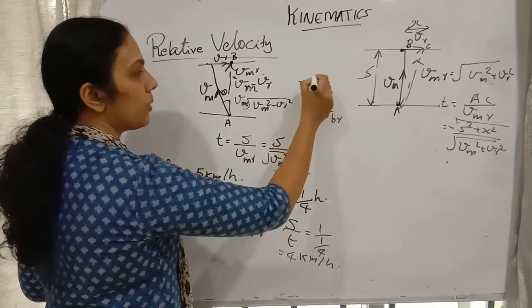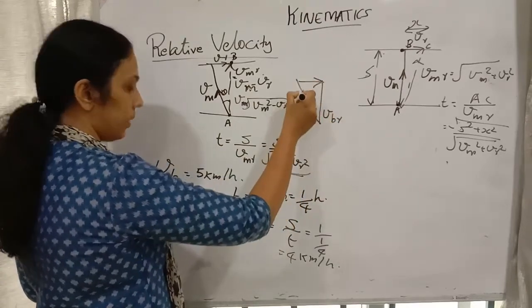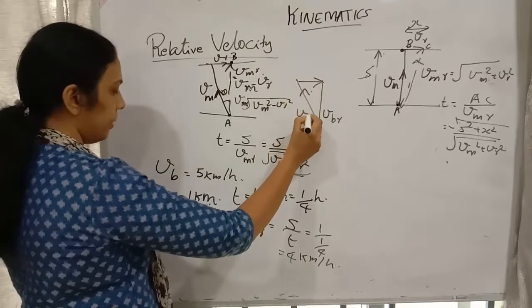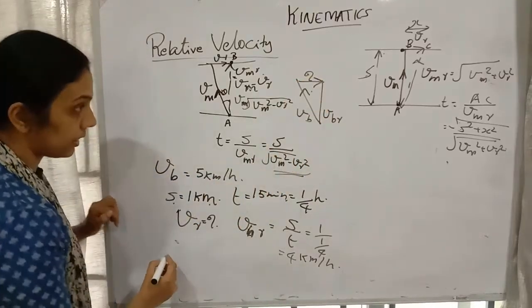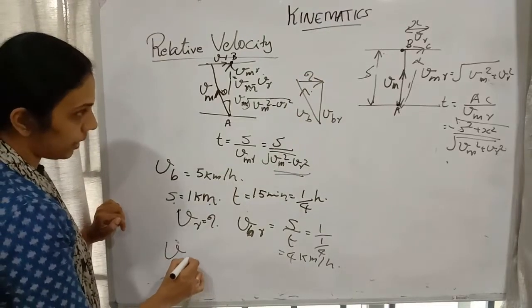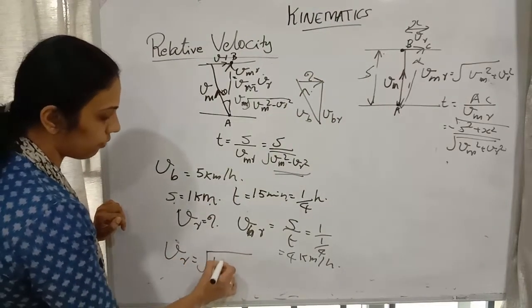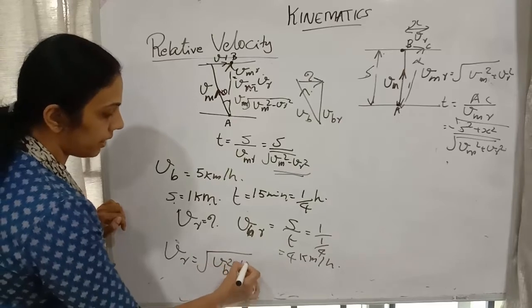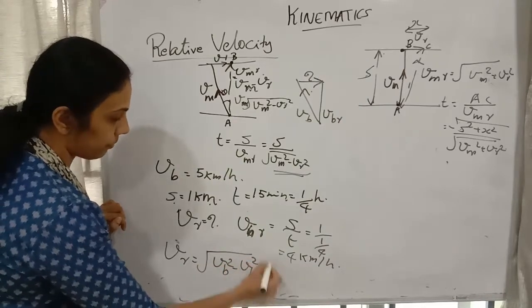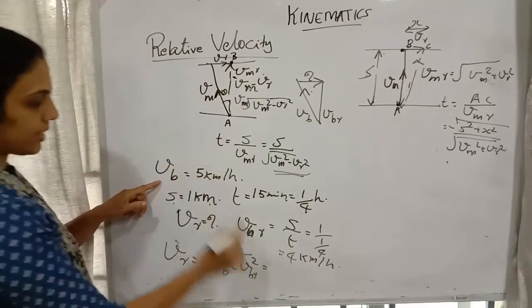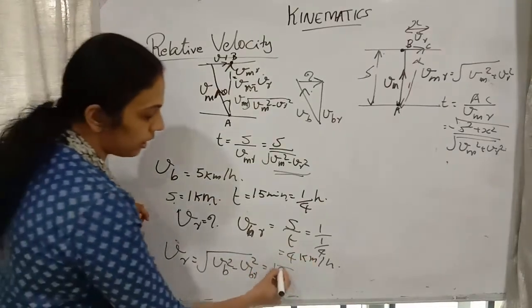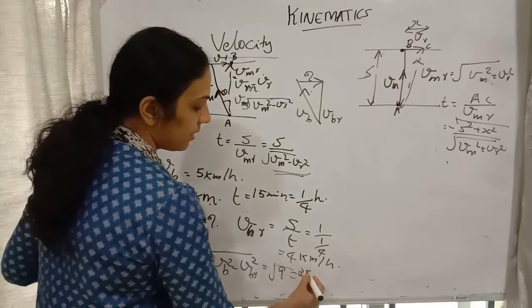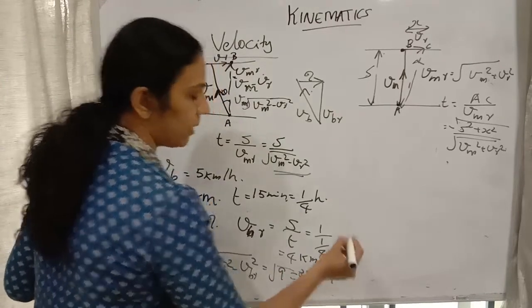And the river is moving with a velocity, the man or boat will be moving with this velocity. How can we find out this? Using Pythagoras theorem, VR will be equal to root of VB square minus VBR square. VB is 5, so 5 square minus 4 square, that is 25 minus 16, root 9. Answer is 3 kilometer per hour.